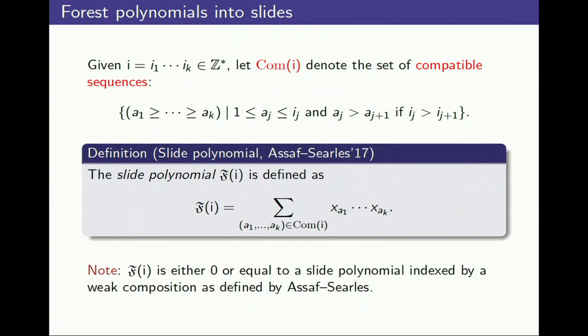And with the definition I've given, this polynomial is either 0, you might not have any compatible sequences, or when it is equal to something which is non-zero, it is a slide polynomial as defined by Sami Assaf and Dominic Searles. Okay? And then you can index it by a weak composition. How do you do that? Well, look at the Revlex leading term.